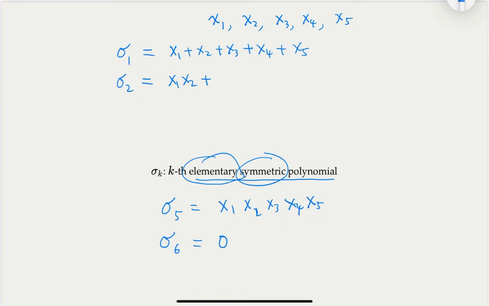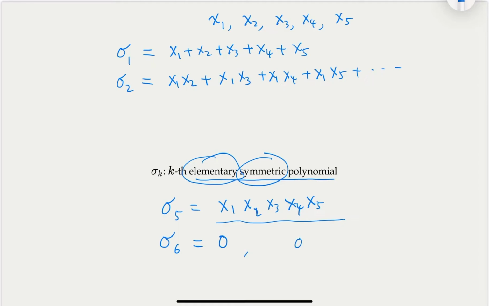Plus, it's going to be 10 of them. I'm not going to write them out, but you would know that you compare every possible pair: x3 plus x1, x4 plus x1, x5, and so on and so forth. And sigma 5 is going to be this. What is sigma 6? You try to choose 6 out of 5, which is not possible. By convention, we say that sigma 6 equals 0.